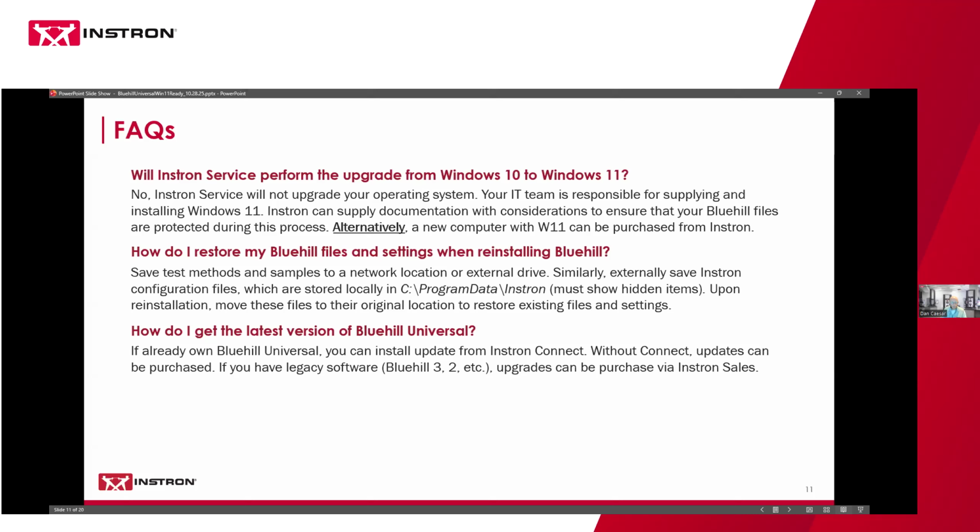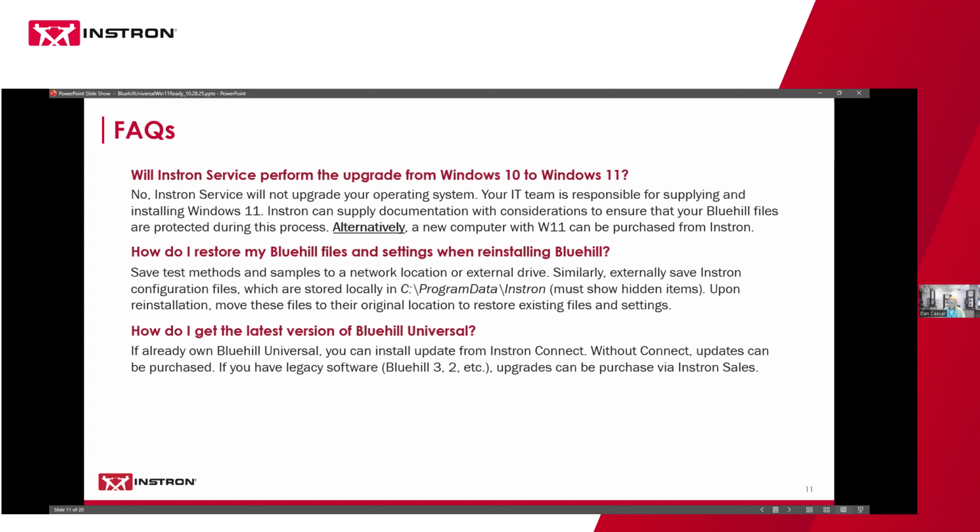The next question is, how do I get the latest version of Bluehill Universal? Maybe you do the check and you see that you need to move to a newer version of Universal. If you already have a Universal license, then you can access the update and install it from Instron Connect, whether it's the online portal or the Instron Connect application installed on your computer. If you have an active Connect contract, you can simply install it there.